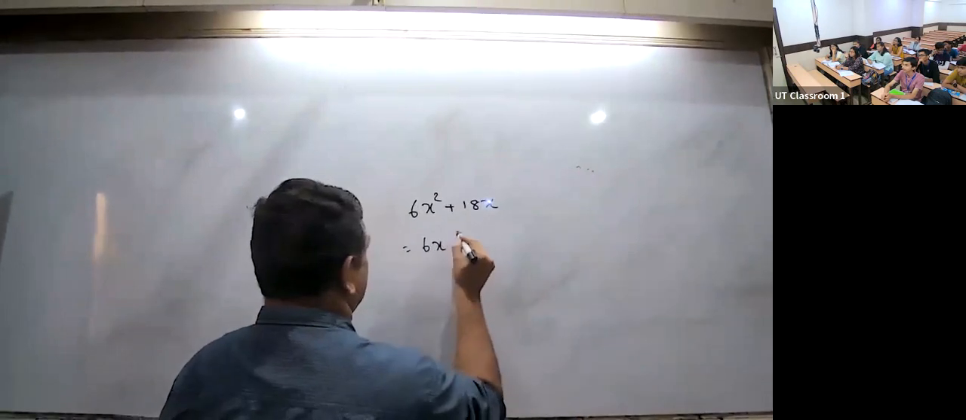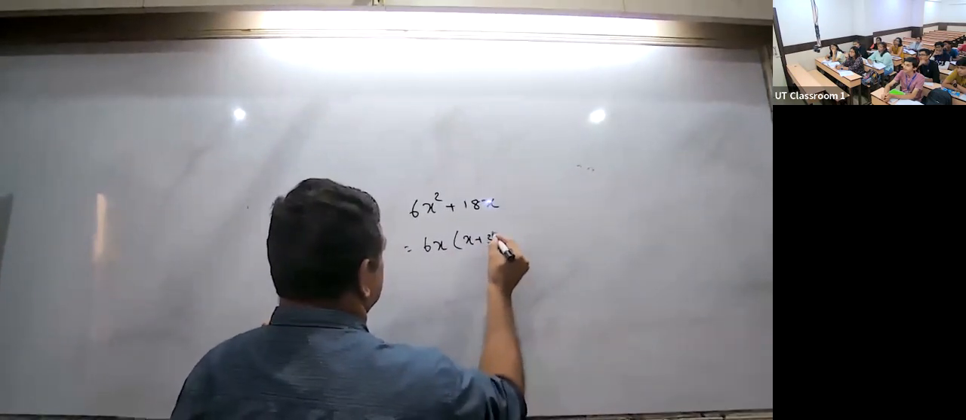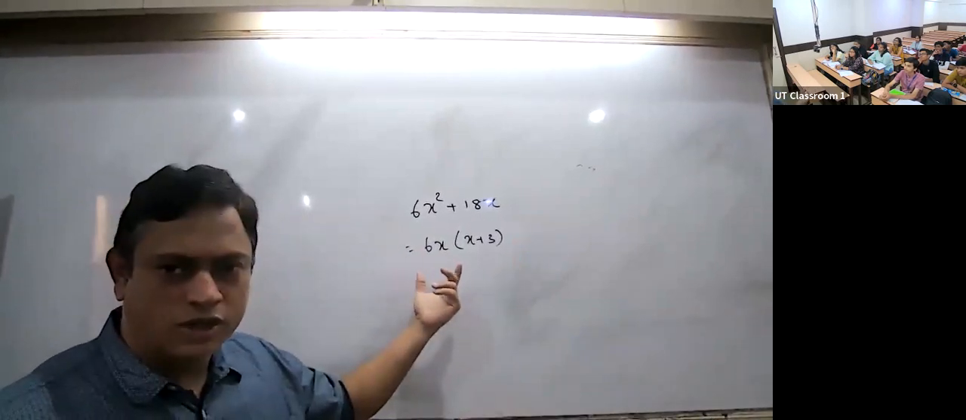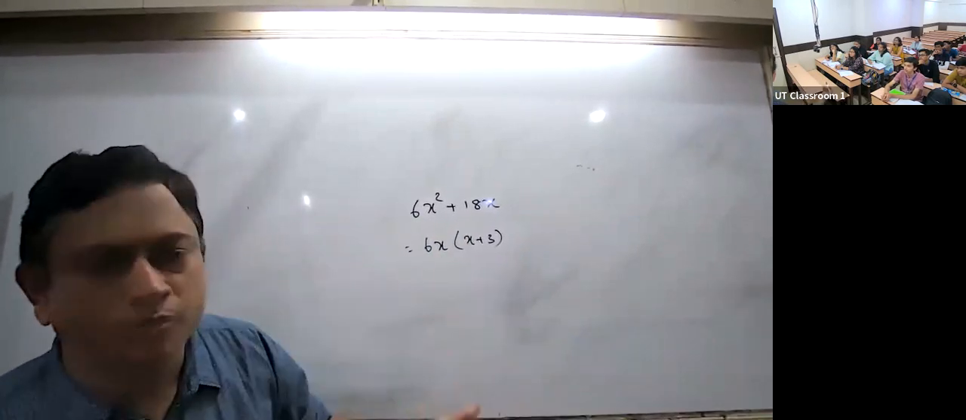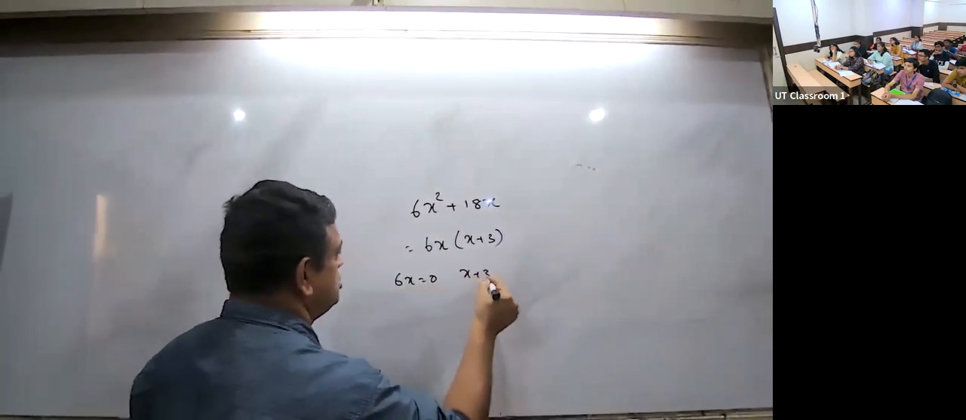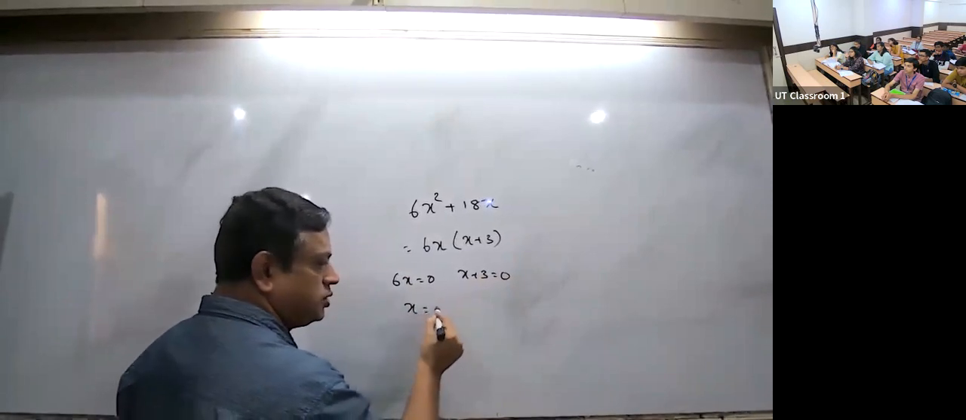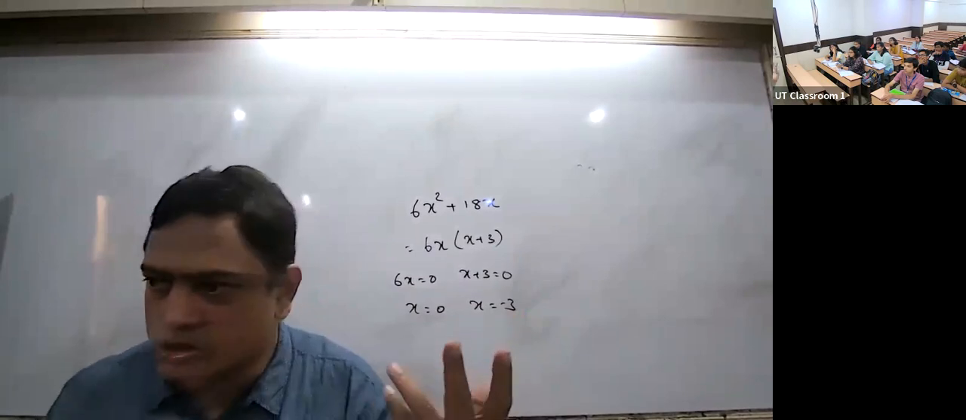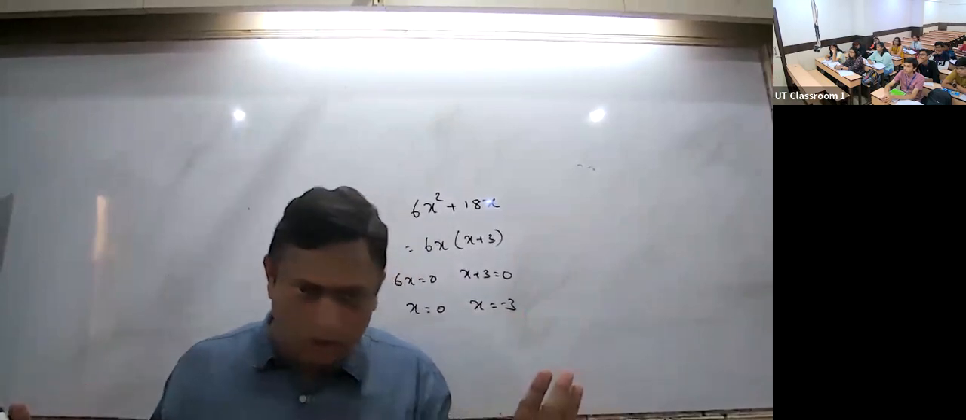Always, first thing before factorization, is there anything common between them? What is common between them? 6x. 6x is common. So what is left over here? x plus 3. Okay, your factorization is done. You got linear factors. Which are the linear factors? 6x and x plus 3. How will you obtain the zeros? 6x is equal to 0, x plus 3 equal to 0. 6x equal to 0 means what? x equal to 0. x equal to minus 3. So you got both the zeros now. Understood all of you? Okay.